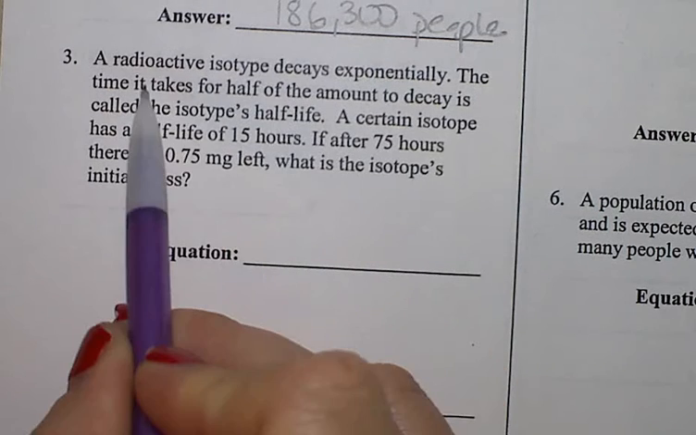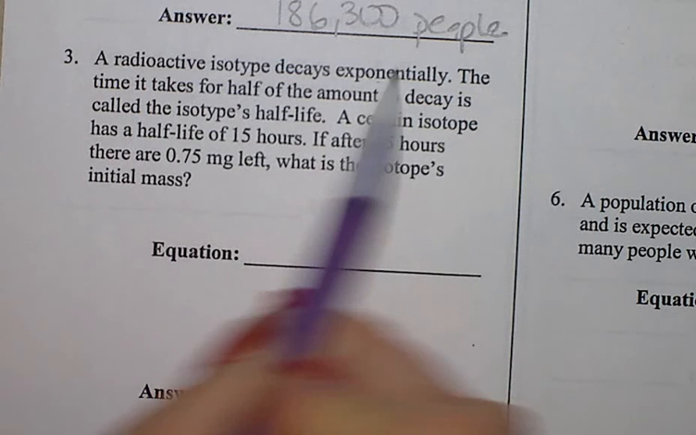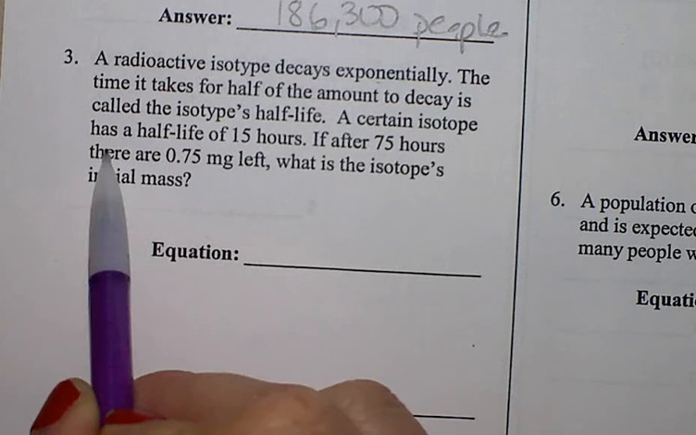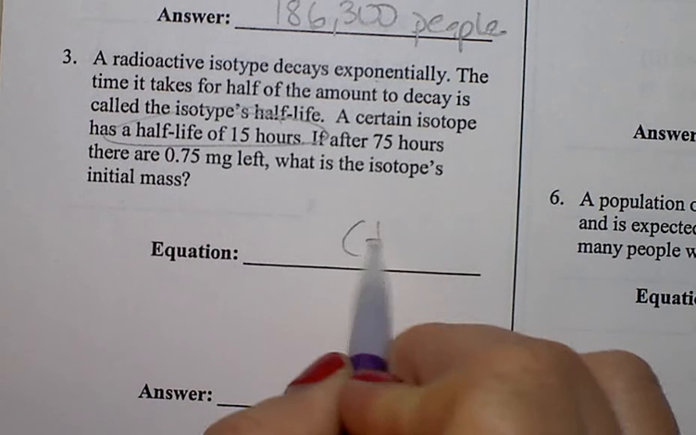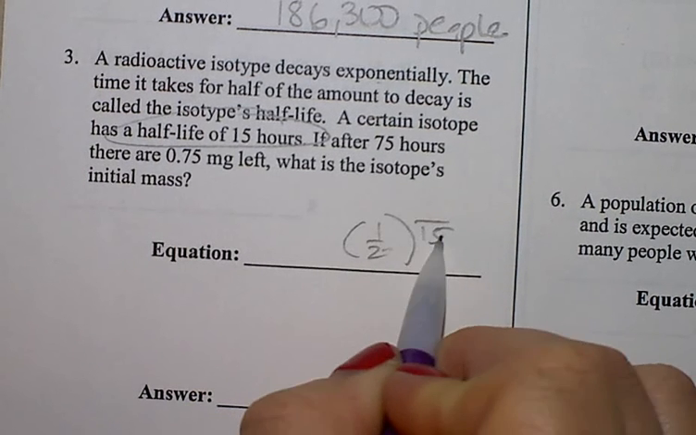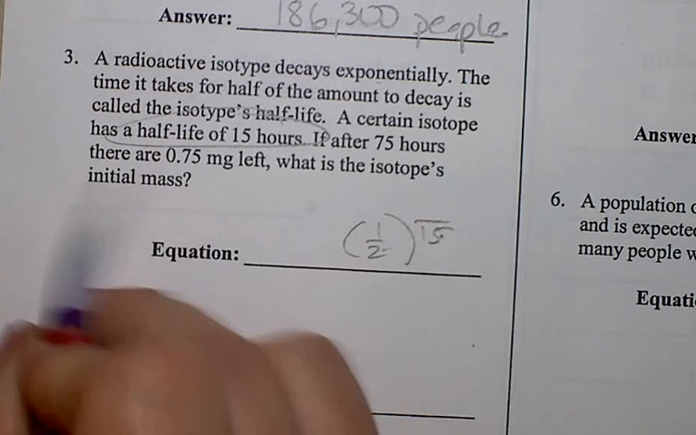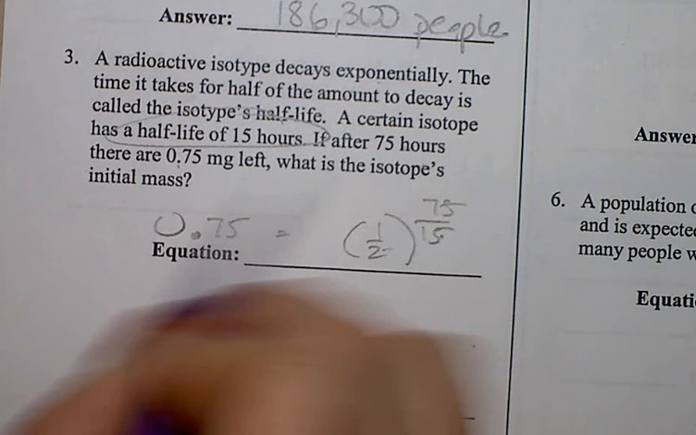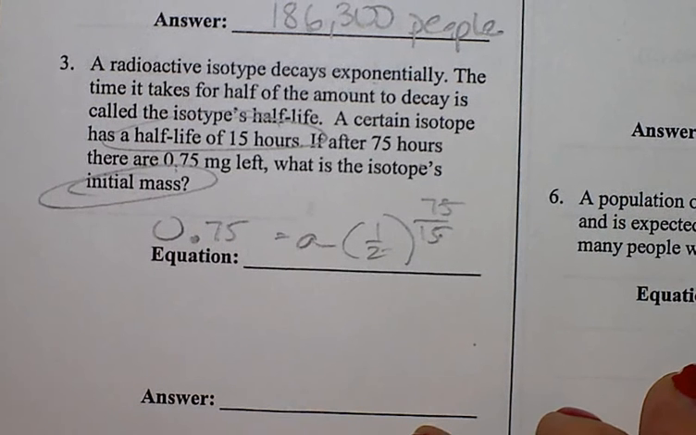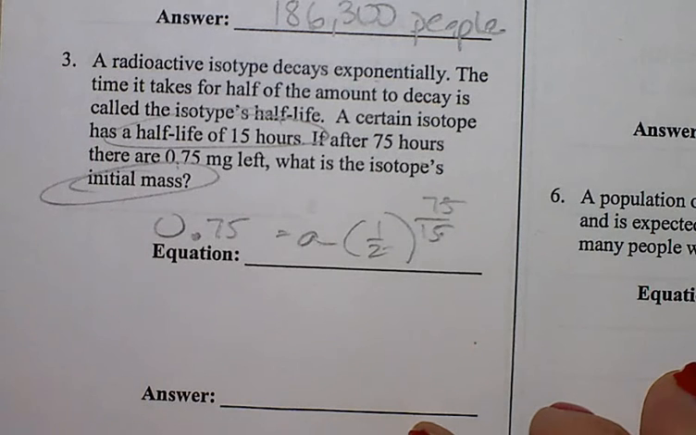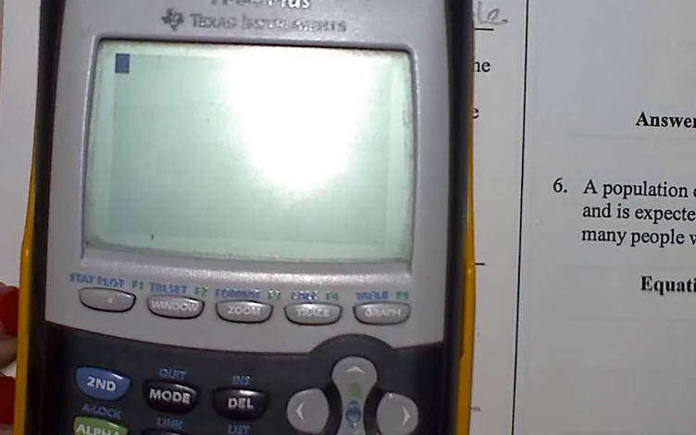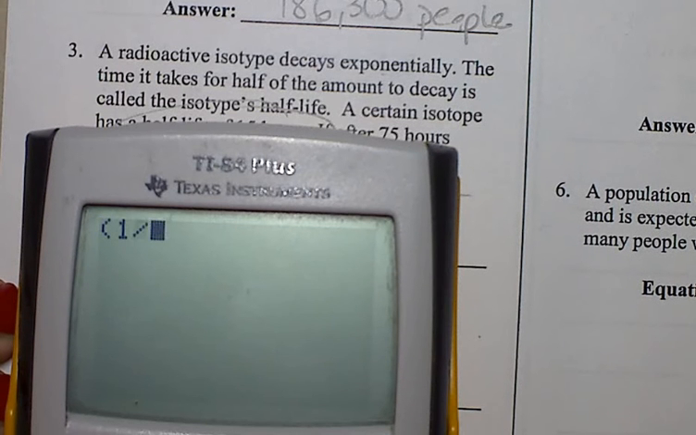A radioactive isotope decays exponentially. The time it takes for half of the amount to decay is called the isotope's half-life. A certain isotope has a half-life of 15 hours. So half-life of 15 hours, that's how often it occurs. After 75 hours, there's this much remaining. What is the isotope's initial mass? So we want to solve for A again. This is similar to number 1. So I'm going to take 1/2 and raise it to this amount. In parentheses, 75 divided by 15.